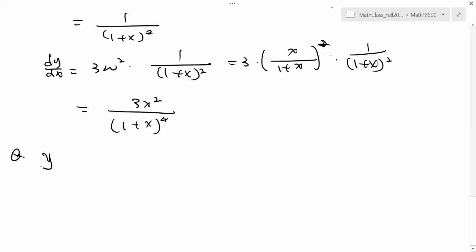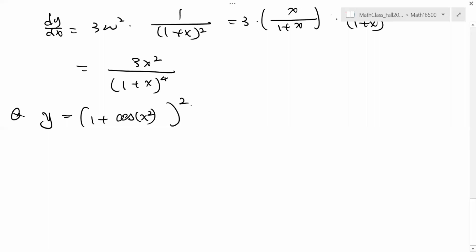All right, so the next one, we are going to do 1 plus cosine x squared, and the cube. Okay. Yeah, you can put cube here. Okay. Find the derivative of y with respect to x.